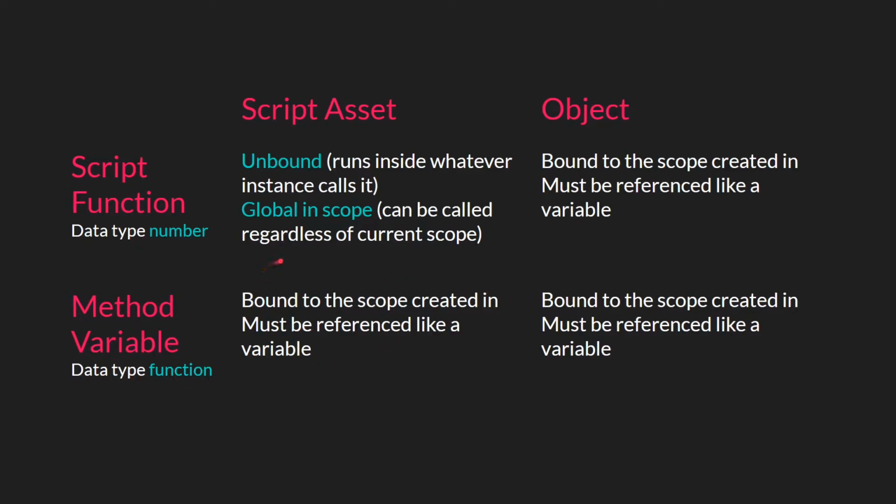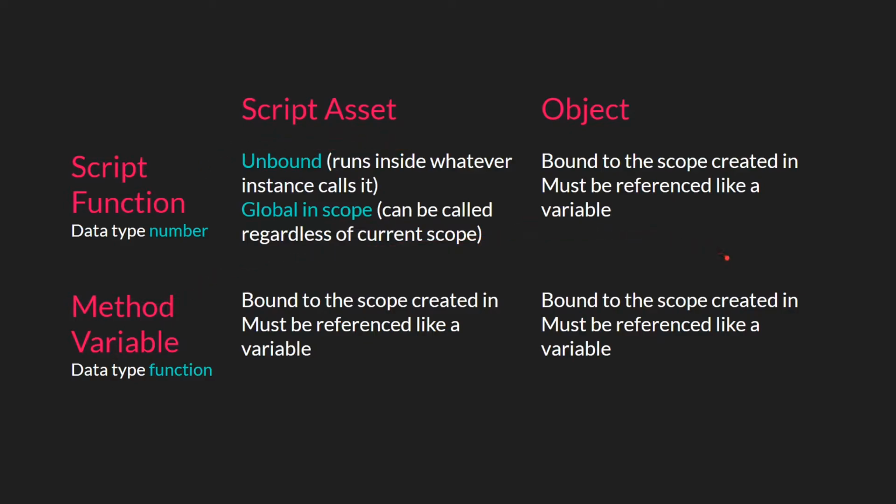Maybe. So if you remember from the script function tutorial, if you put a script function in a script asset, what you get is an unbound function that is global in scope. This means that any instance of any object anywhere in your game, or any other function for that matter, can call that script function and run it basically from inside of it, meaning a script function will have access to all of the variables inside of the instance or struct that is currently running that code. This makes script functions declared in script assets incredibly useful.